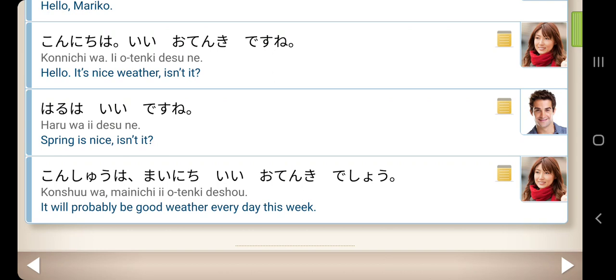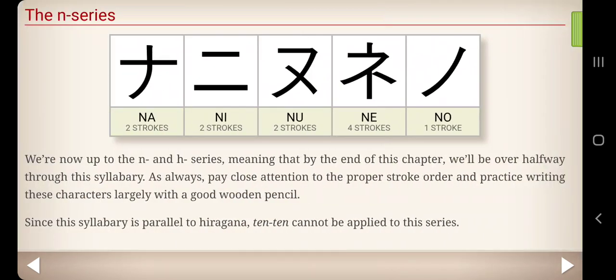That one's meaty. The N series. Yeah. Give me that N. We're up to the N and H series, meaning that by the end of the chapter, we'll be over halfway through the syllabary. As always, pay close attention to the proper stroke order and practice writing these characters largely with a good wooden pencil. Since this syllabary is parallel to Hiragana, 10-10 cannot be applied to this series. We got na, ni, nu, ne, and no.